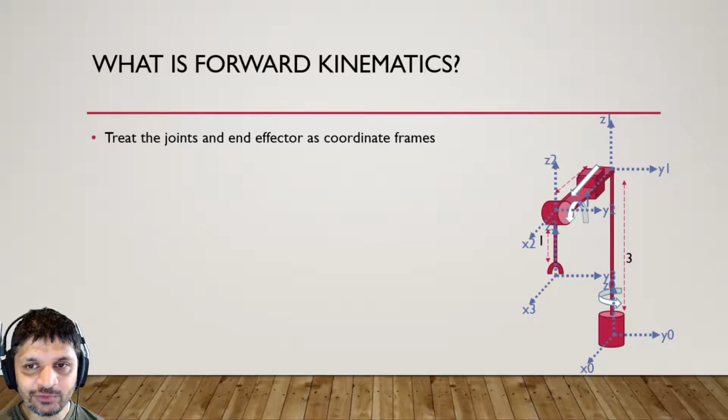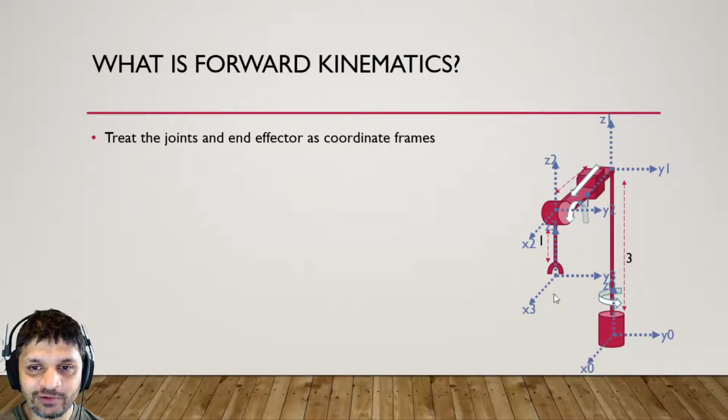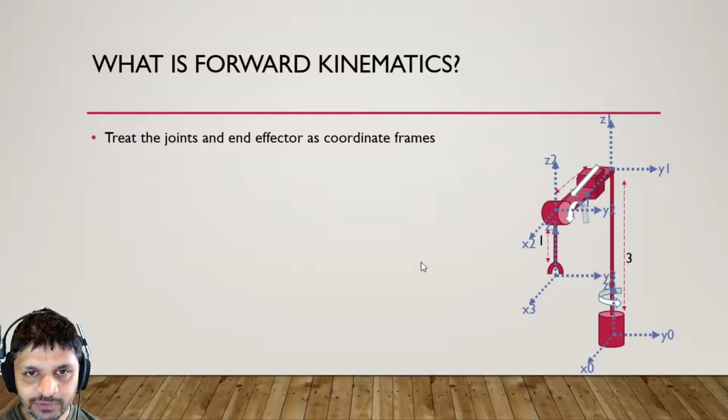So that's what we do. We say, well, let's treat every joint and the end effector itself as coordinate frames. Okay, so that means we stick an axis on each joint. So we stick one there, we stick one there, we stick one there, we stick one there. Okay, there's going to be one more axis than the robot has joints, simply because there's one on the end effector, right, or the tool point.